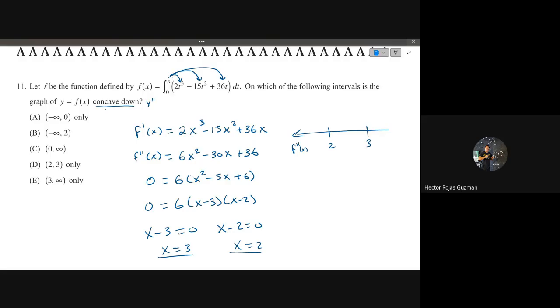Whenever I do my number line, I always like using my factor form because that's pretty easy to evaluate. Right? Like let's say you're going to do f of 0. You get 6 times a negative, which is a positive. F of 2.5, we get a negative times a positive, which is a negative. And finally, f of 5, a positive times a positive equals a positive. So in which interval is it concave down? Well, from 2 to 3.